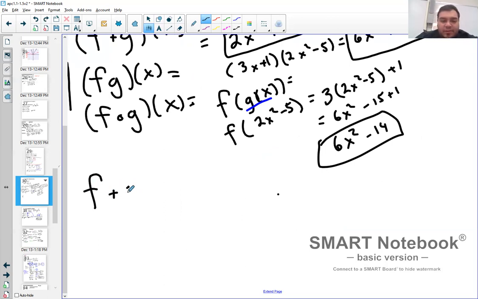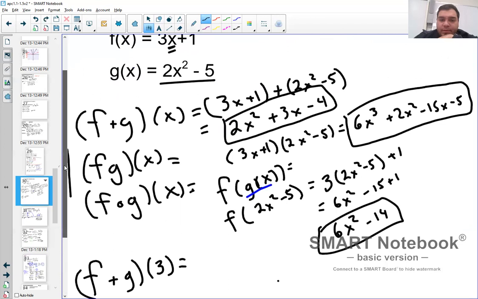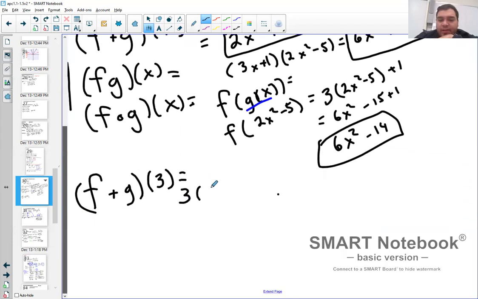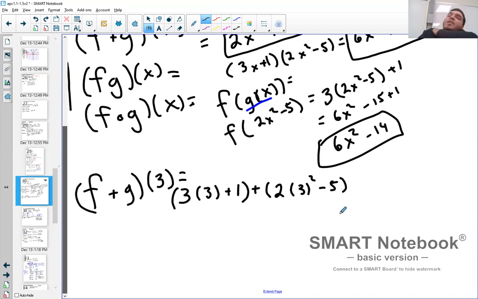One thing I should have also put in, let's just do f plus g of, let's say, 3. If you have an actual number here, you're going to replace each x with the number. So in this case, it will be 3 times 3 plus 1, plus, I should put this in big parentheses, 2 times 3 squared minus 5. If you have numbers, you're just going to plug in the numbers and do it out. A lot of people find the numbers one even easier, so that's good. So this is 10. 9 times 2 is 18, minus 5 is 13, so 23.